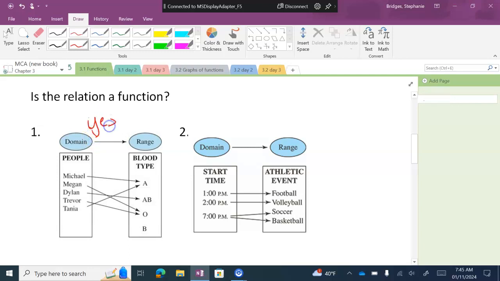And then if I look at the second one, again, the domain is listed first, the range is listed second. 1 p.m. goes to football, 2 p.m. goes to volleyball, but 7 p.m. goes to both soccer and basketball. So would that one be a function? No, because one of my domain values is used more than once. So far so good.